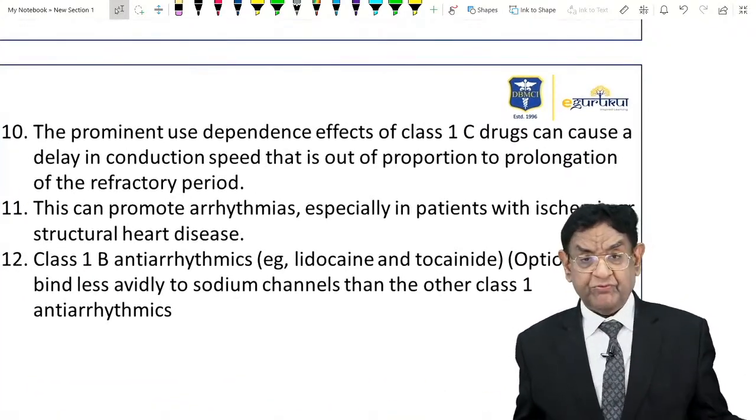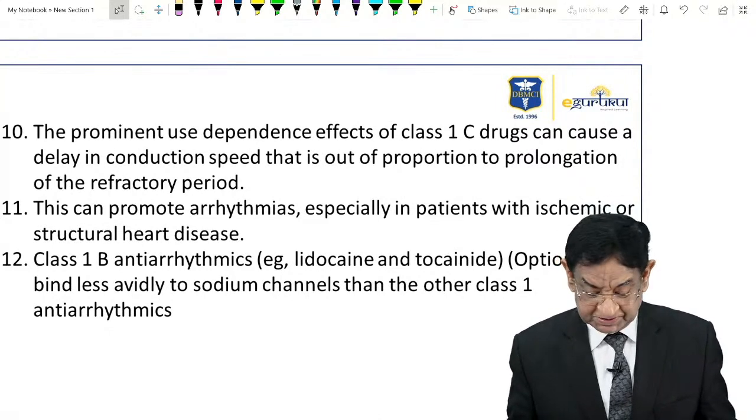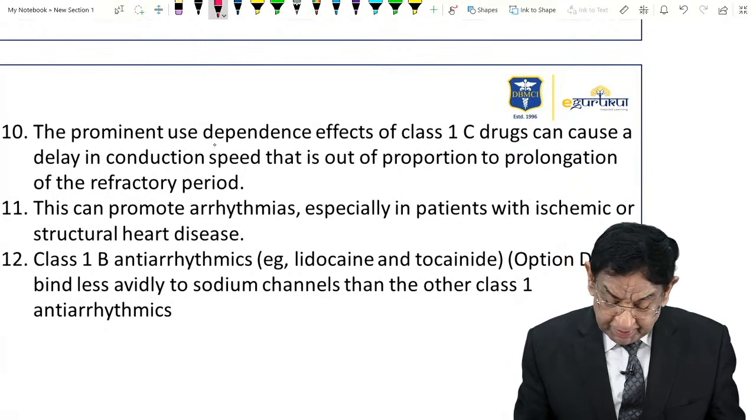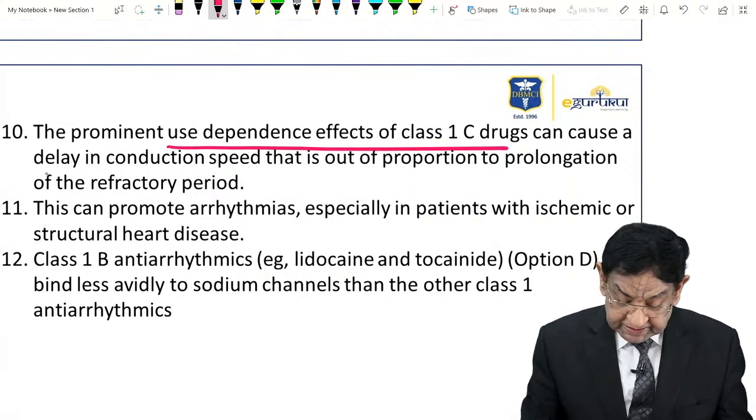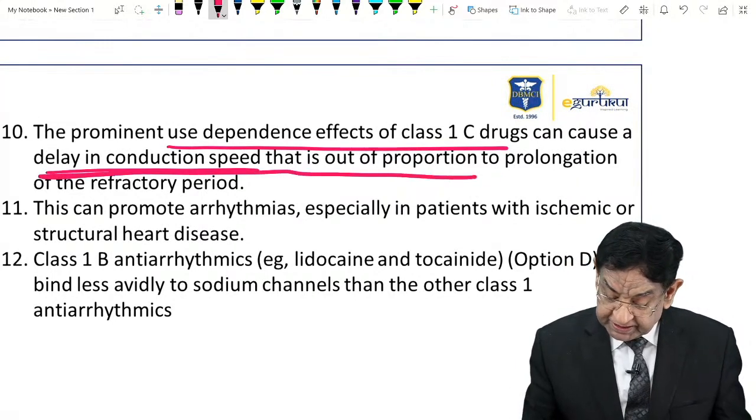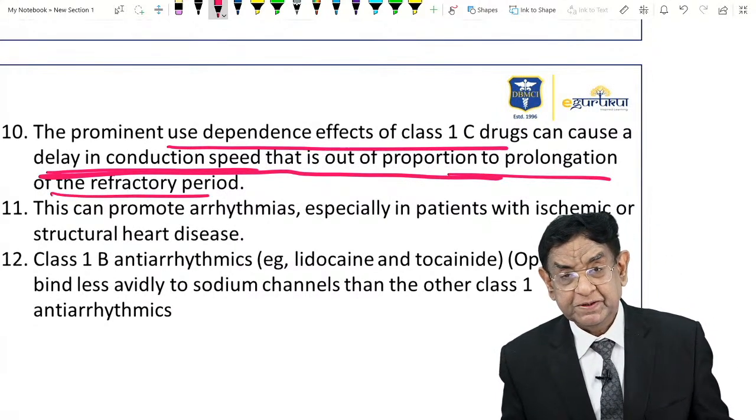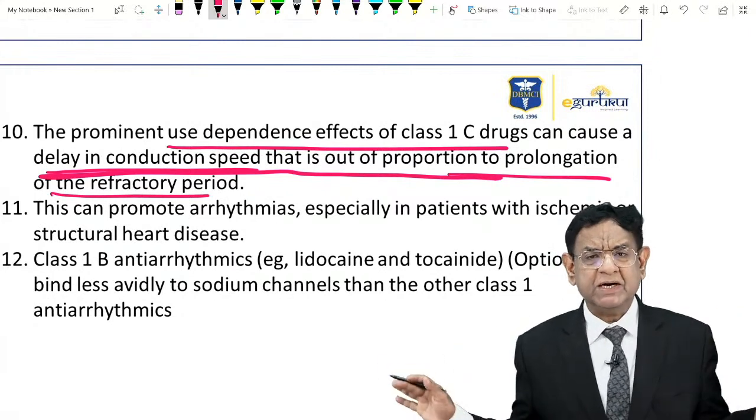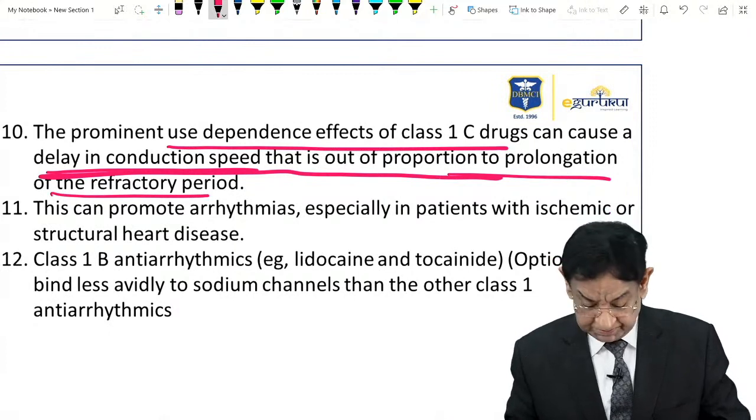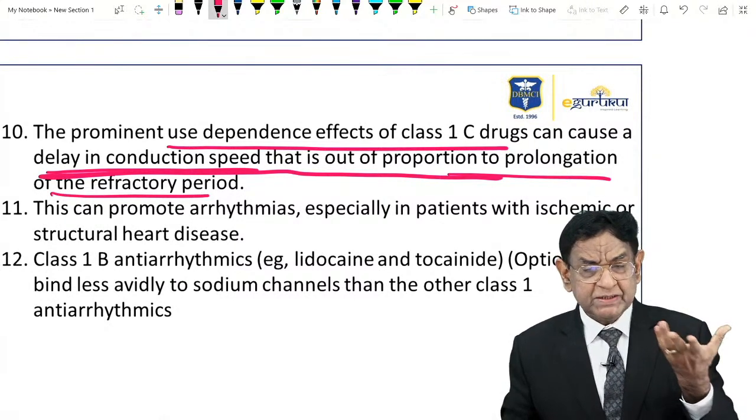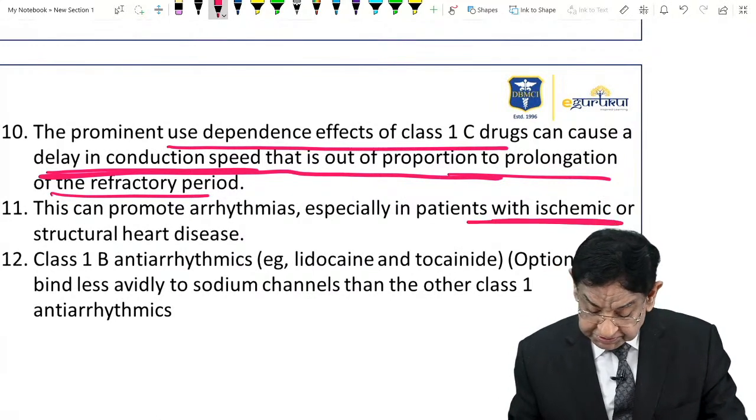Now something very interesting to talk about. Again, the top level knowledge is this. The predominant use dependent effect of class 1C causes a delay in conduction speed that is out of proportion to the refractory period. It slows down the conduction tremendously. Very tremendous slowdown, and this effect is more in the ischemic tissues.